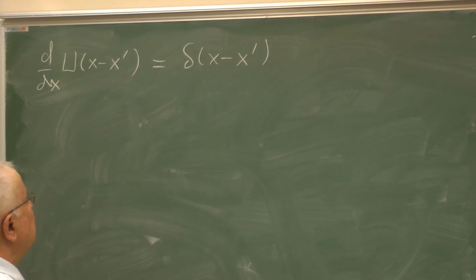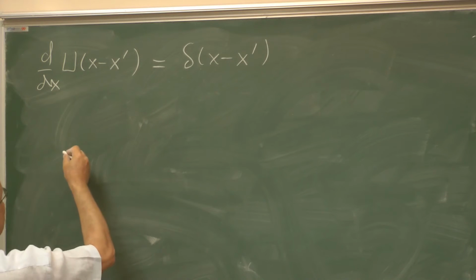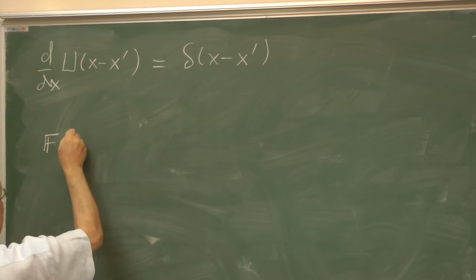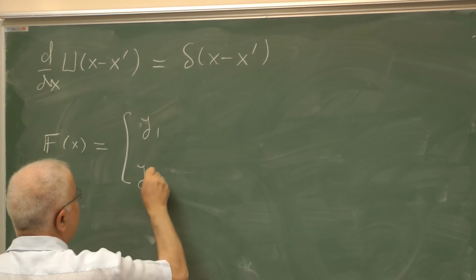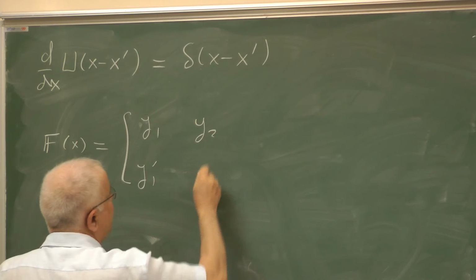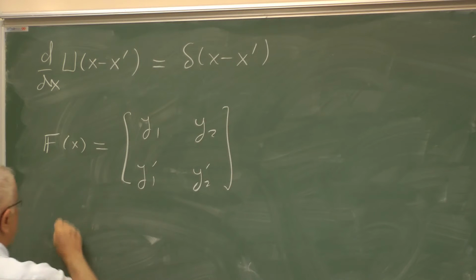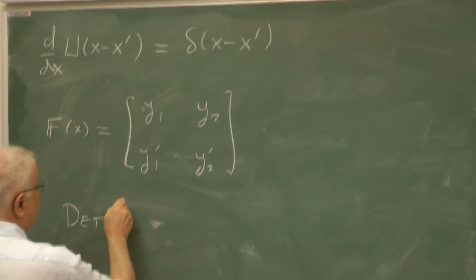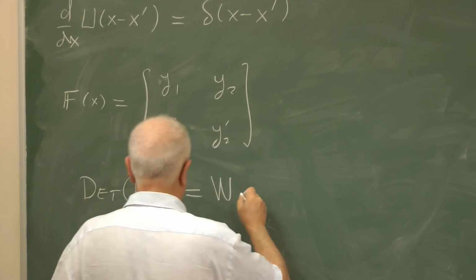Another thing I want to talk about is the fundamental matrix for the most general case. It would be a solution and its derivative, another solution and its derivative. So the determinant of F is the so-called Wronskian.